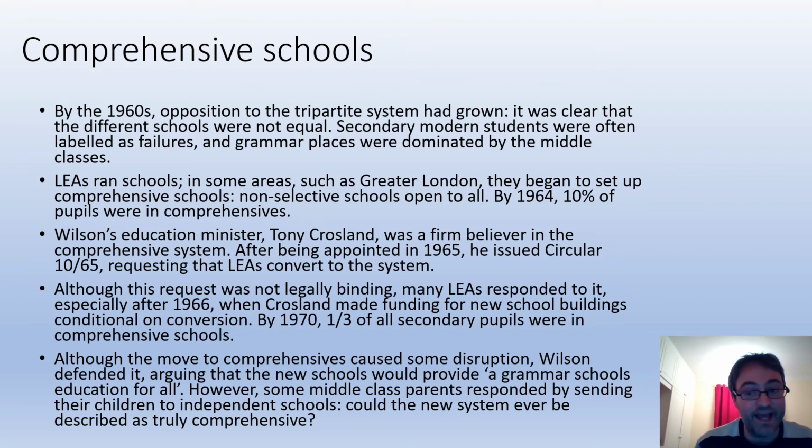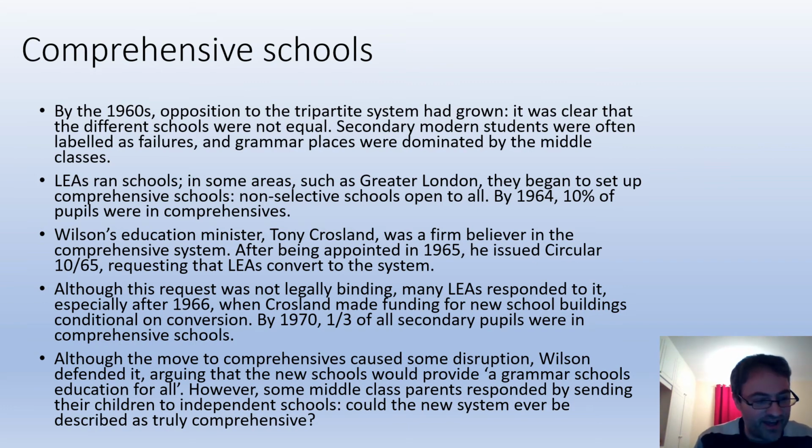Now, schools were run by LEAs, by local educational authorities linked to the local councils. And even before the Wilson government, in some places, Greater London, as it was controlled by a Labour council, they'd actually said, look, the tripartite system has had its day. We are going to set up comprehensive schools. Comprehensive schools are the kind of schools that a lot of you will have gone to. Schools that aren't selective, they're not fee paying, they're simply open to all in a particular local area. So even by the time Wilson comes to power, about 1 in 10 pupils are in comprehensives.